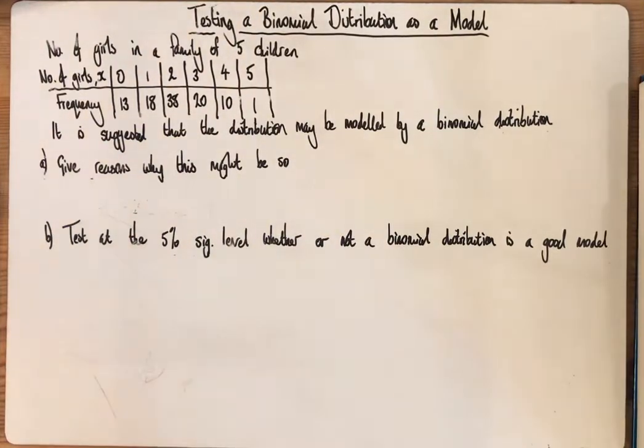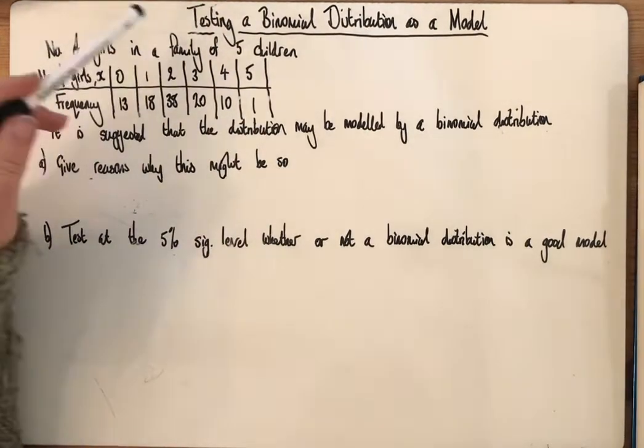Okay, this is going to look at testing a binomial distribution as a model, which is really quite similar to the work we did last lesson on testing a Poisson distribution as a model. So shouldn't seem too challenging, hopefully. This is the example from your online textbook, which, having looked at it, is slightly peculiar, as you'll see. But anyway, we'll do it.